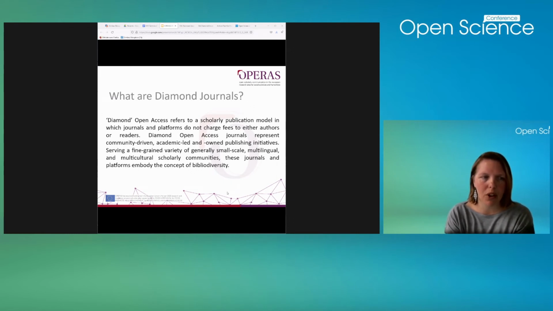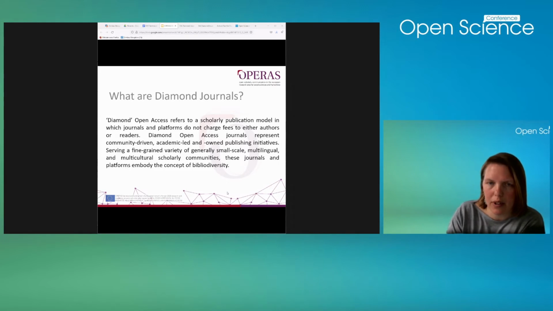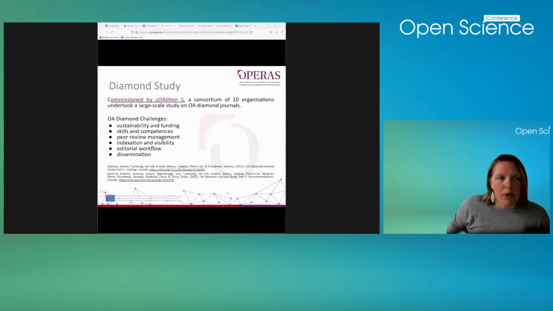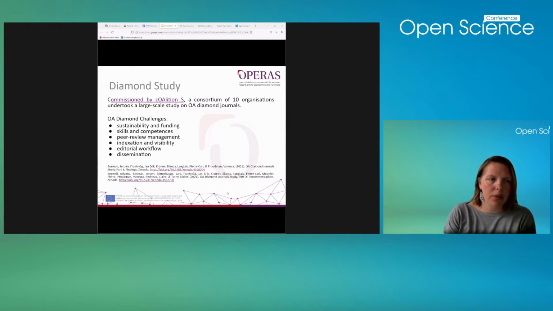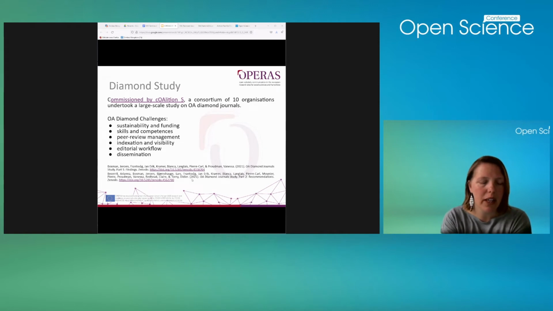Diamond Open Access journals represent community-driven, academic-led, and owned publishing initiatives. Serving a fine-grained variety of generally small-scale, multilingual, and multicultural scholarly communities, these journals and platforms embody the concept of bibliodiversity. So commissioned by the Coalition S, a consortium of 10 organizations, amongst them OPRAS, undertook a large-scale study on open access Diamond journals. At the bottom of the slide you have the link to the main findings and recommendations from the Diamond study, which was made from mid-2020 to the beginning of 2021.